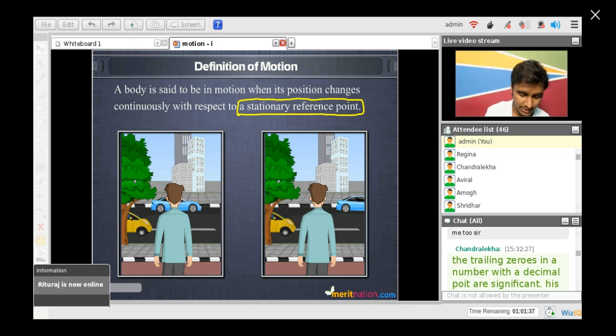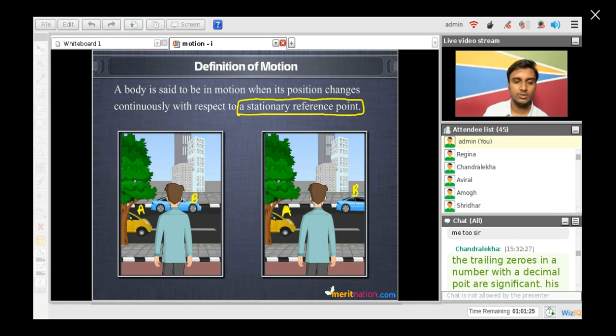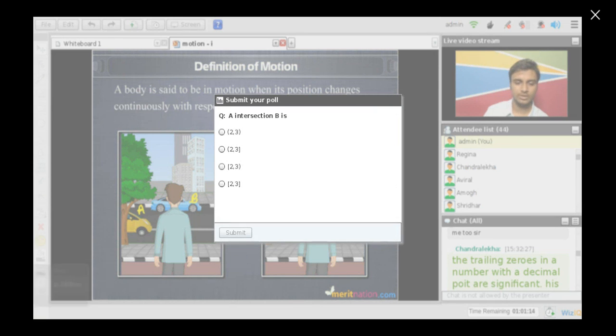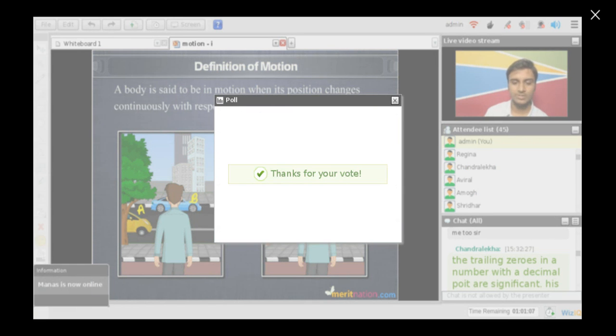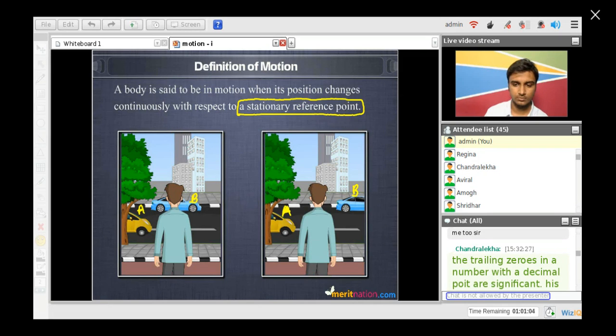Now let's talk about cars. This is car A, this is car B. You can see that one of the cars is moving. Among A or B, one of the cars is moving. Can you all answer me in the poll which car is moving, A or B? So I'm going to minimize it. You can see that this is car A, this is car B. Which one is moving?